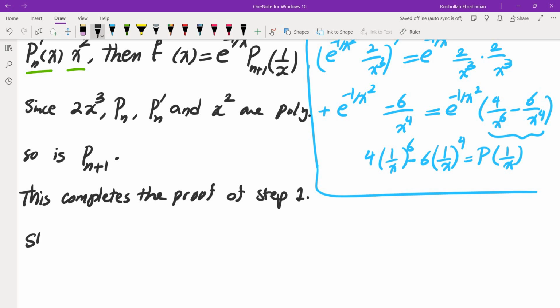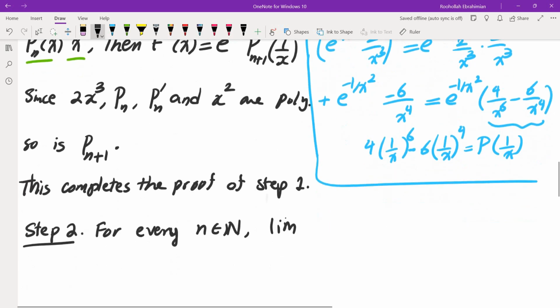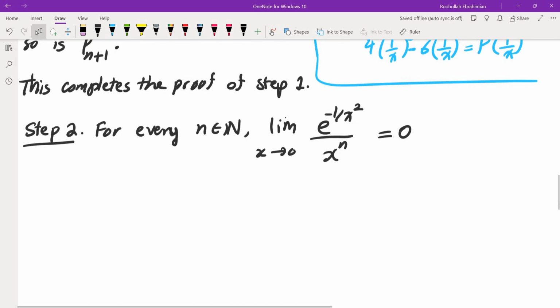Okay, so step 2. In step 2, we're going to prove the limit is going to be 0. So for every n in N, the limit as x approaches 0 of e to the negative 1 over x squared over x to the n is in fact 0. We want to show these quantities always give us 0. Okay, so how do we prove this?